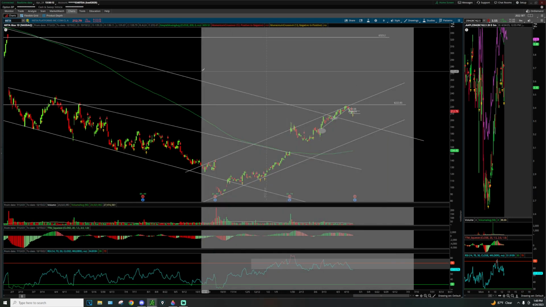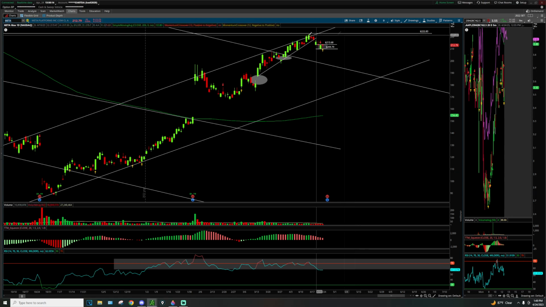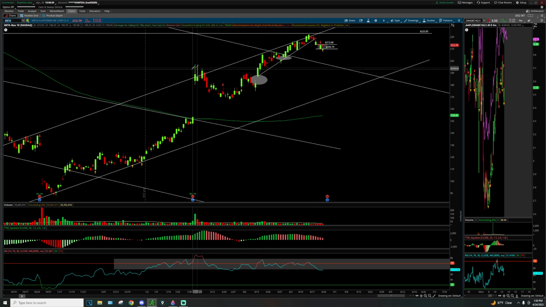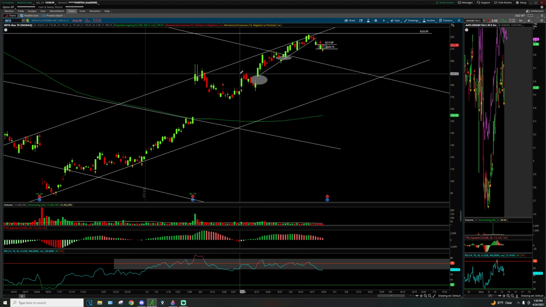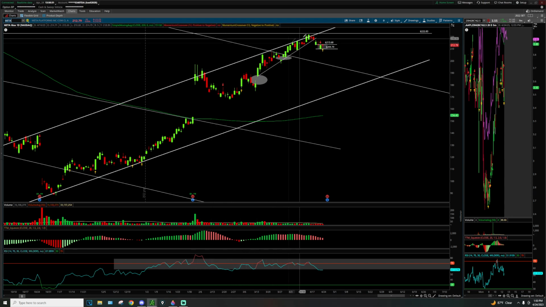We have been saying to short Meta ever since the 220s here. It's currently trading at 412. Meta is trading inside of this longer term bullish channel, and it has been scraping against the upper resistance line for the last 2 months here, and is just really failing to push above it.